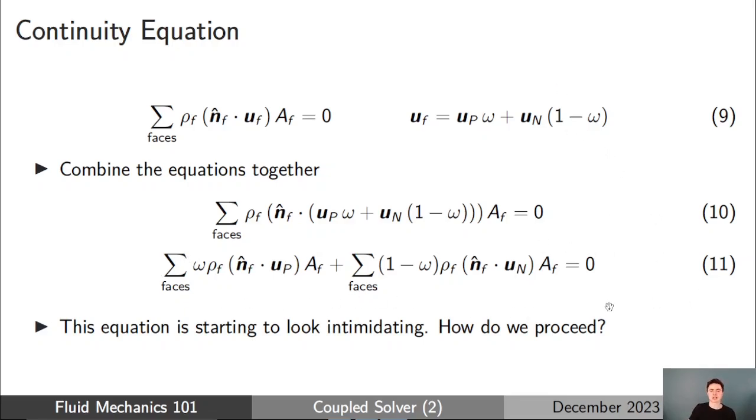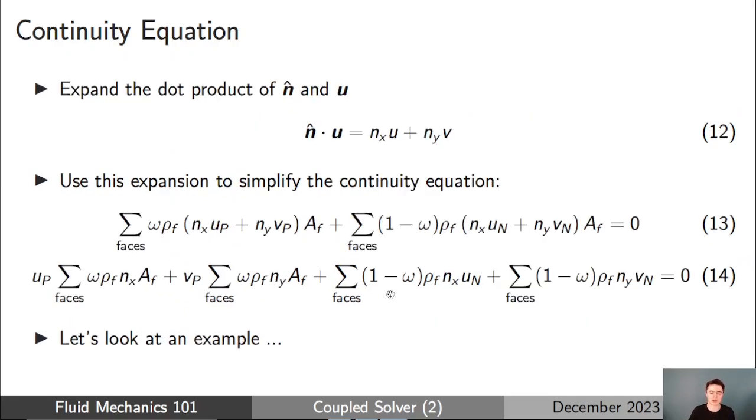So that mathematics is quite straightforward, but we can see that it's starting to look a little bit intimidating. We're starting to have quite a few terms here. Things are starting to get a bit out of control. How can we proceed? Because remember that we need the components U and V at the centroid of those cells in the mesh.